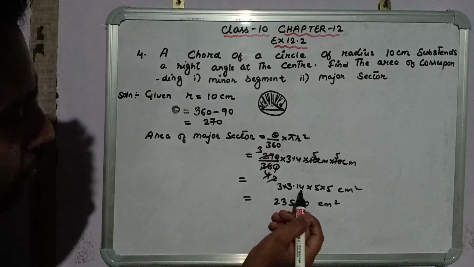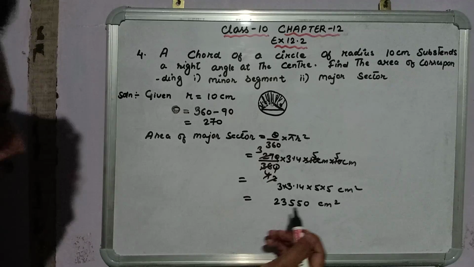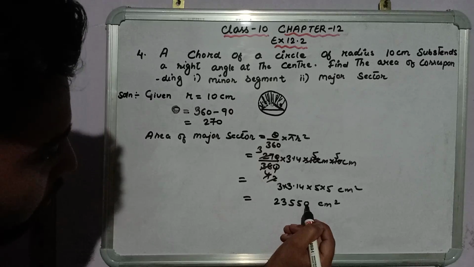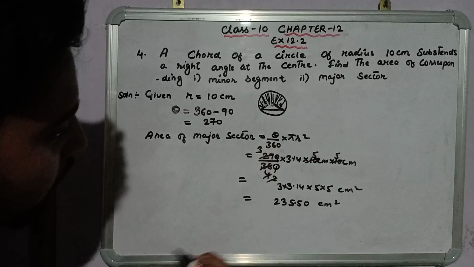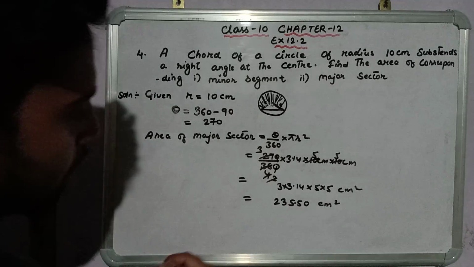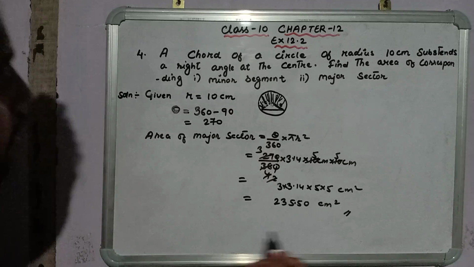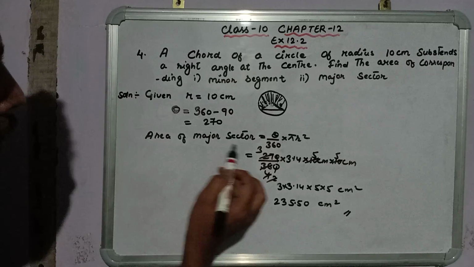So you can see after 2 digits we have a decimal. So after 2 digits we have to give a decimal. So 1 2. So here it will be decimal. So this is our answer. So this is the answer of our area of major sector.